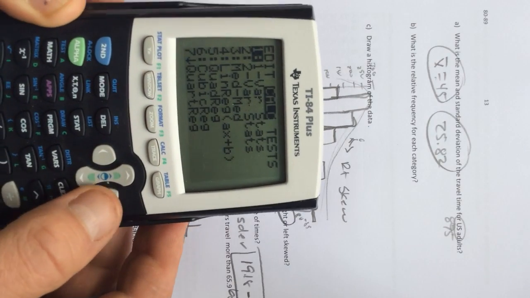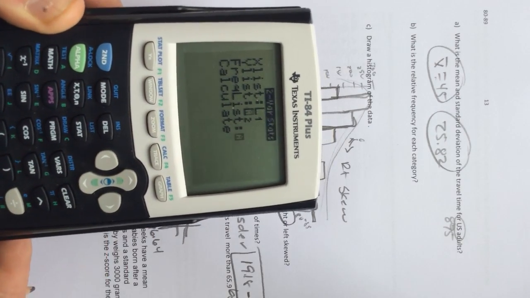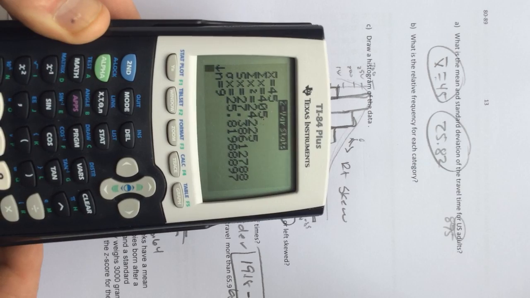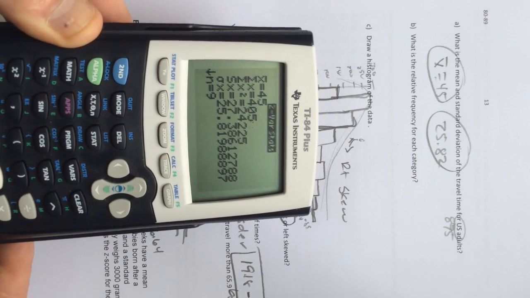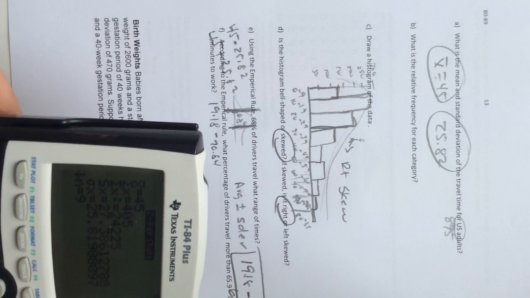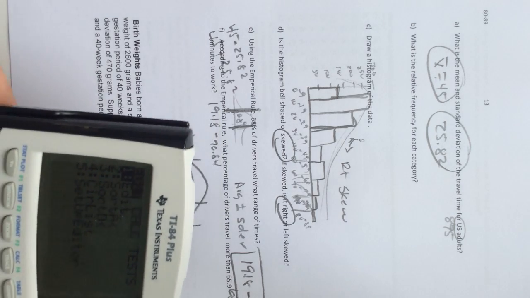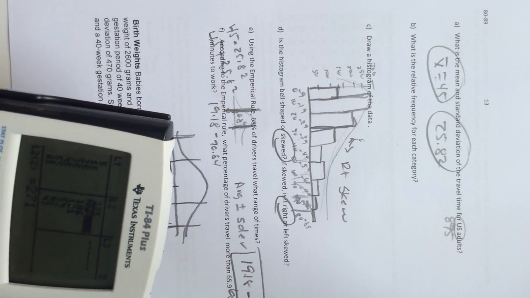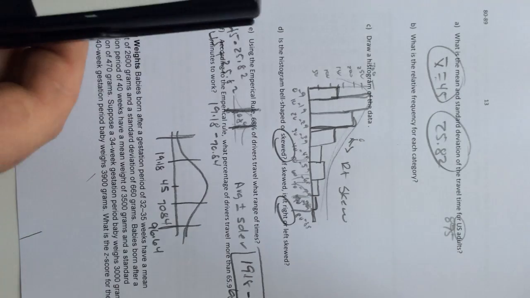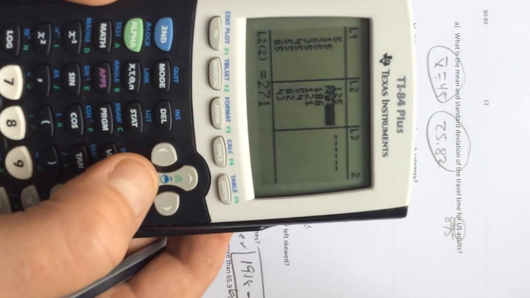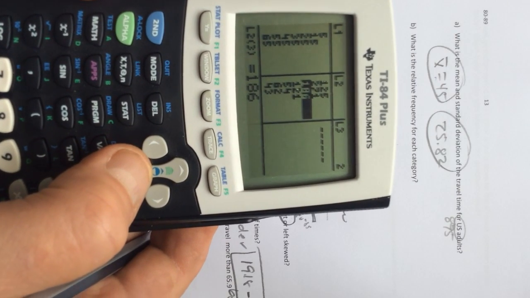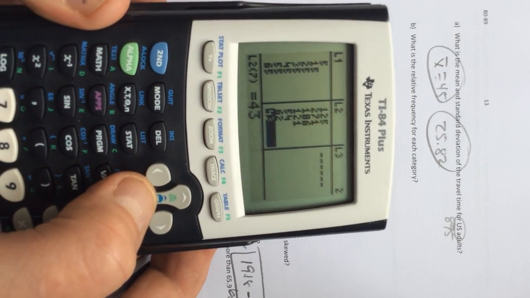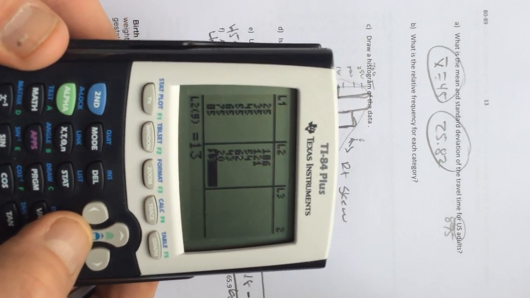So stat, calculate 2-variable stats. Okay, dang it, how do I still have an average of 45? It's weird that that didn't change anything. Okay. 186, 121, 54, 62, 43, 20, and 13.